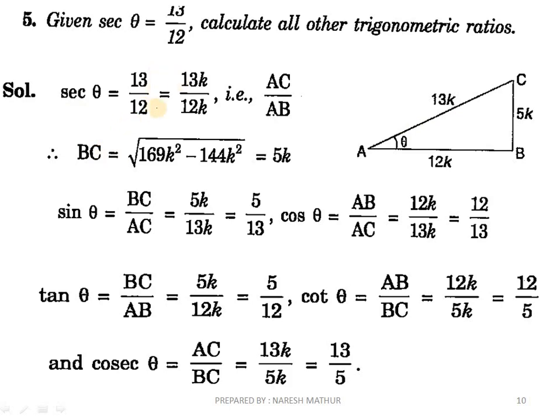Now we are given hypotenuse and base as 13 and 12, and we are talking about this angle theta. So the perpendicular will be BC, and we need to find the value of BC, and we got the value of BC as 5k. Now sin theta is perpendicular upon hypotenuse, 5 by 13. Cos theta is base by hypotenuse, 12 by 13. Tan theta will be perpendicular upon base, 5 by 12. Now cot theta will be the reciprocal of tan, cosec will be the reciprocal of sin, and cos will be the reciprocal of sec. Alright, sin is the reciprocal of cosec.